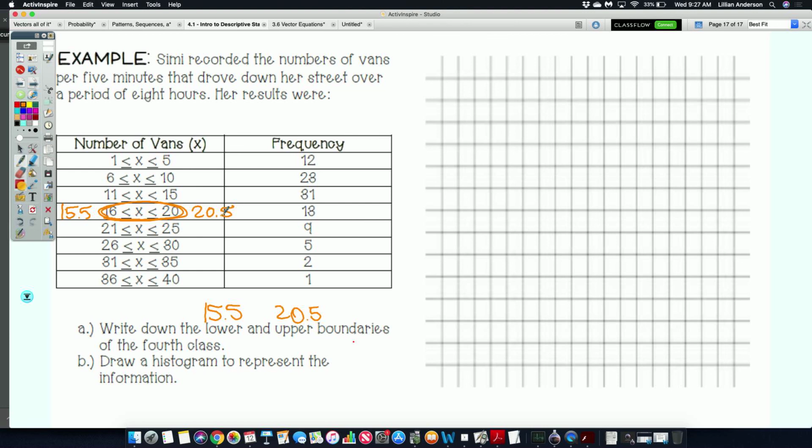Yes? You know how right now the graphs are whole numbers? Will we ever get one where they're already written as 0.5 and we have to find the lower and upper boundaries of the 0.5? It's a possibility, but to find 20.5, you would just add 20 and 21 and divide by 2. So if you're ever presented with something that is a decimal, you just add the 2 and divide by 2. So you're finding the middle. Okay? So you'll have to create the upper and lower boundaries for all the other classes to draw a histogram to represent this information. Questions here? Okay.